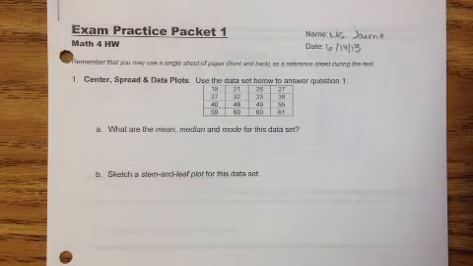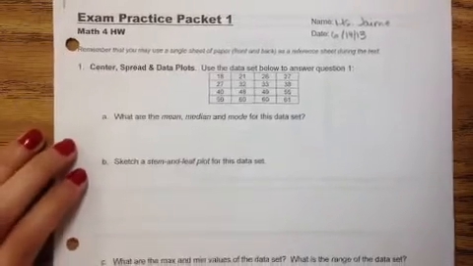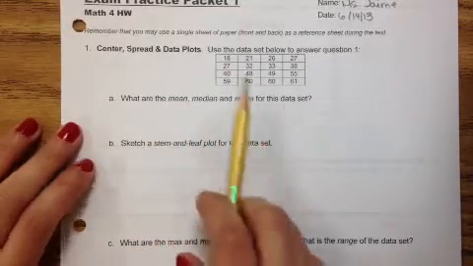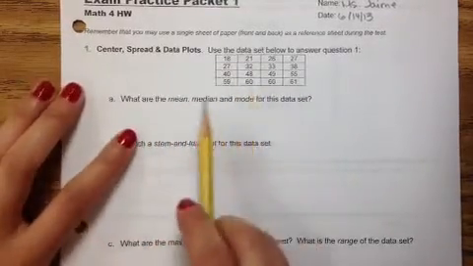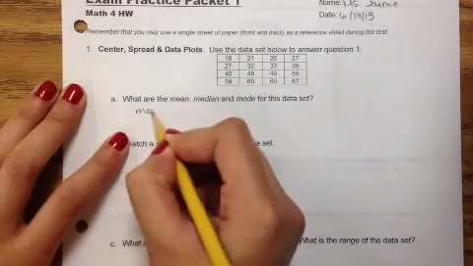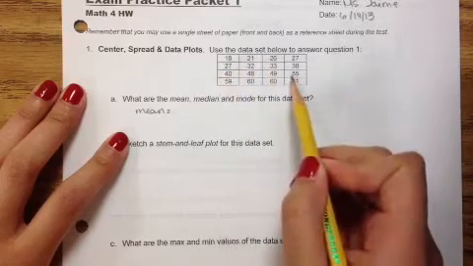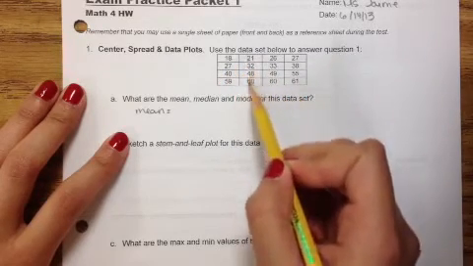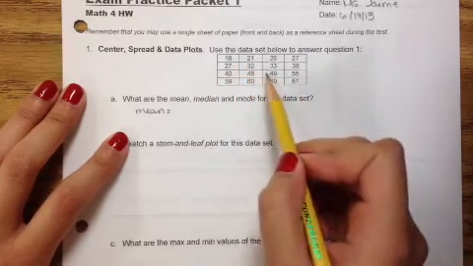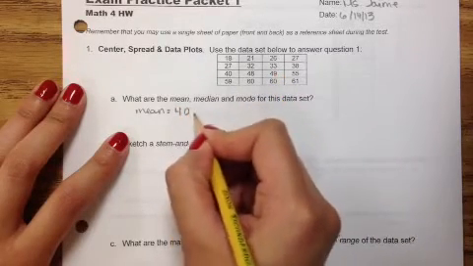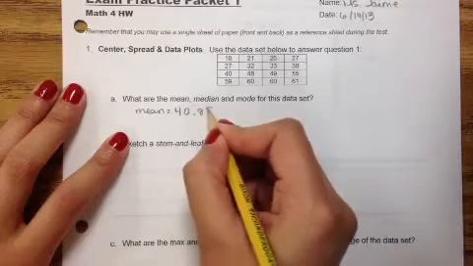This is exam practice packet number 1, and for this video I'm going to work on problems number 1 and number 2. For number 1, it says, what are the mean, median, and mode for this data set? Well, we know that the mean is adding all these numbers together and dividing by 16 because there are 16 numbers. So if you add all of them together and divide by 16, you get approximately 40.88.